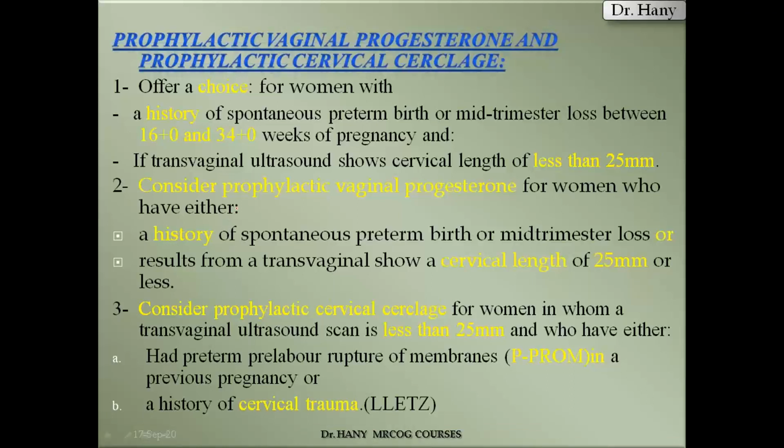So when to offer the choice: if the woman has both a history of preterm labor and the scan now is less than 25. When to do vaginal progesterone only: if the woman has a history or the scan is less than 25 now. When to do cervical cerclage: if the woman has a scan now and she has either of these. In the question, he will push you to choose the right answer. So now we are fine. Does this make sense? Can we move on?